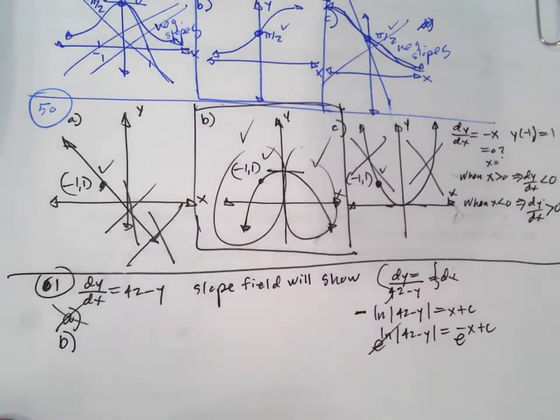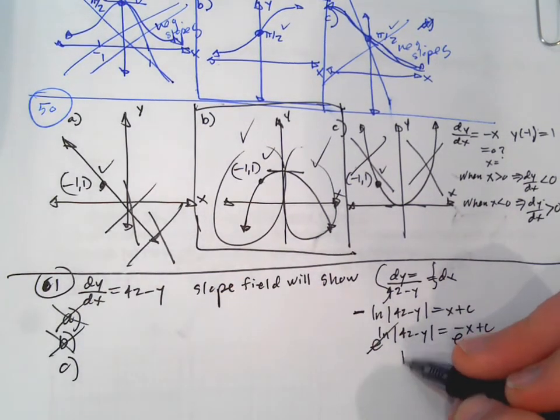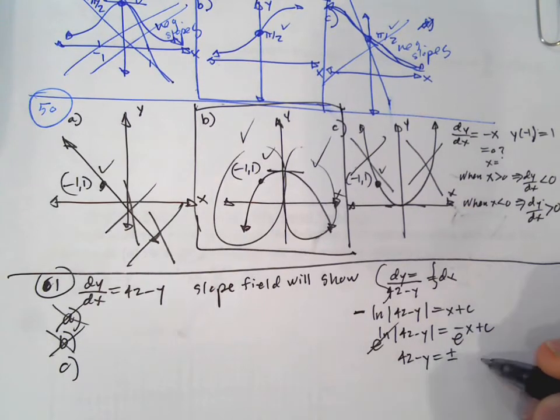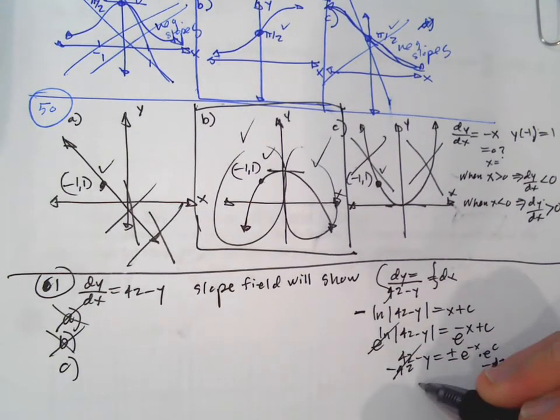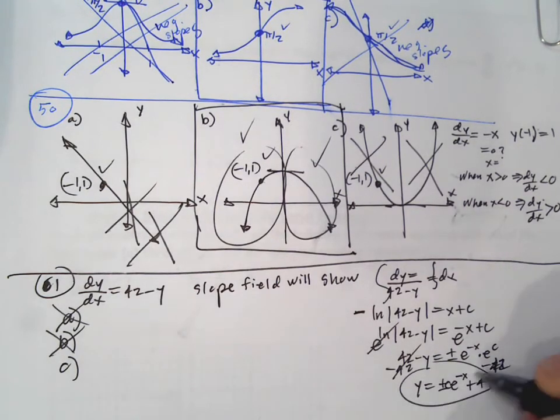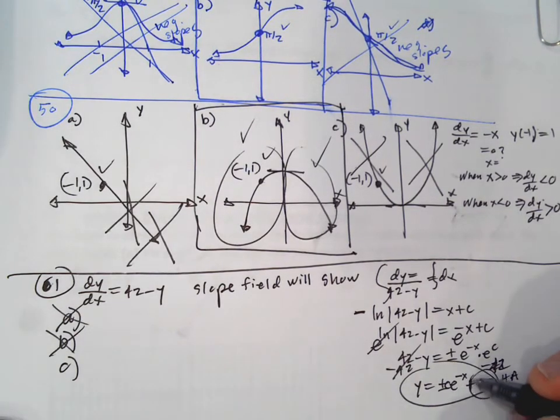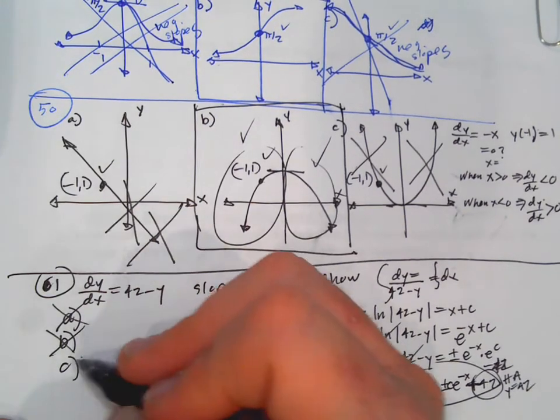So what did B say? B says a vertical asymptote at 42. At x equals 42? No. A horizontal asymptote. Well, if you were to keep solving this, exponentials have horizontal asymptotes, right? So this one has a horizontal asymptote at 42. That's what they're saying, y equals 42 is a horizontal asymptote. So the answer is C.